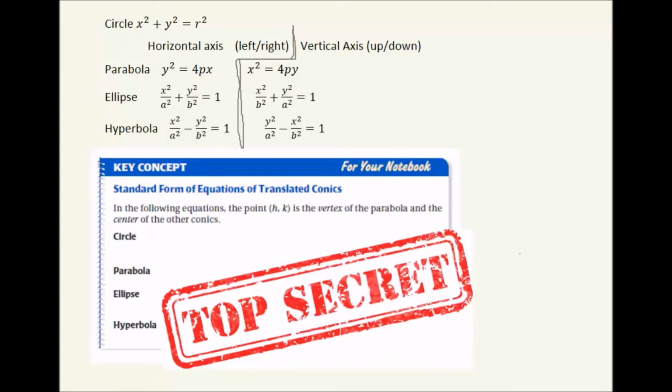So go ahead and write those down now before we get to the new top secret information below. No, really, stop the video. Go ahead and write those down. I'll wait for you. So now we're going to talk about what happens when these things don't have their center at 0, 0, when they're translated left or right or up or down.